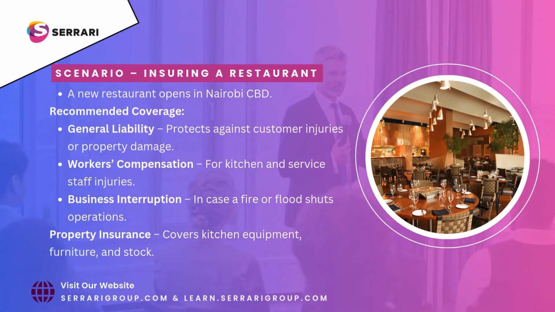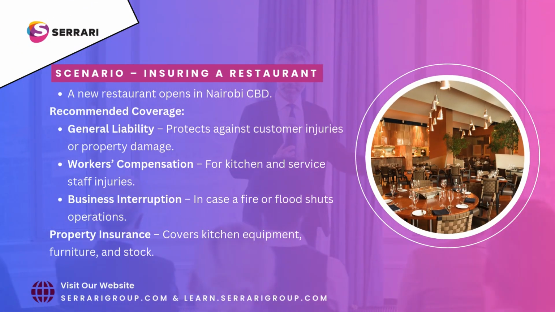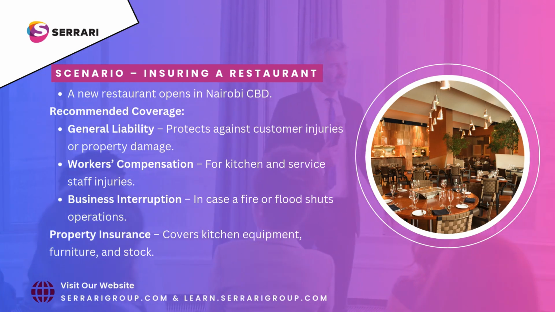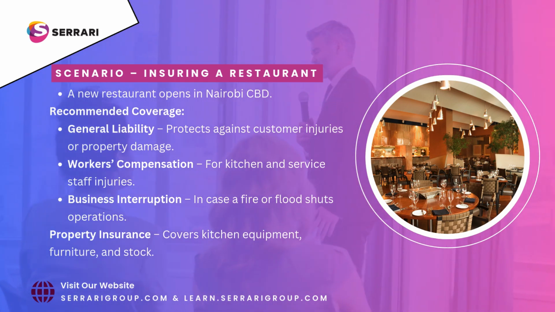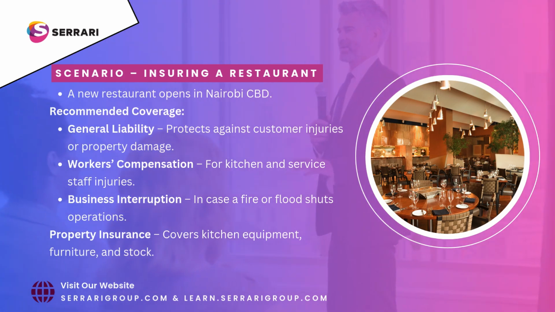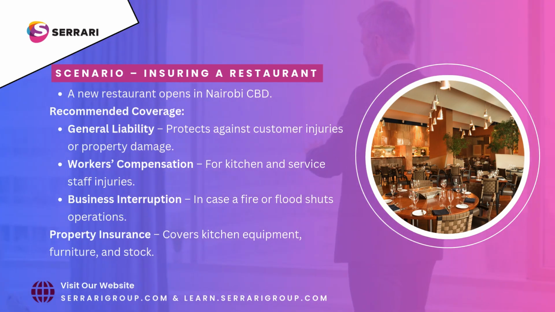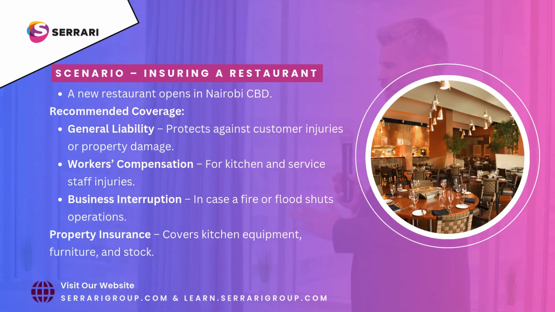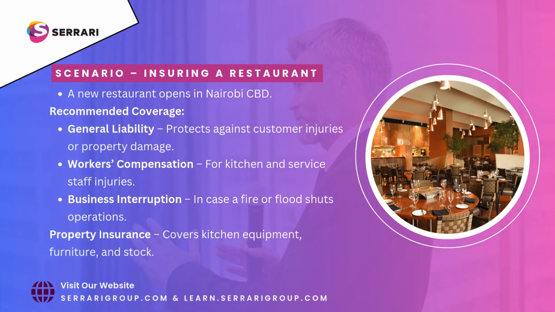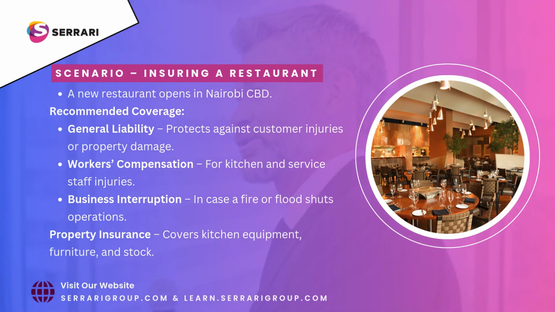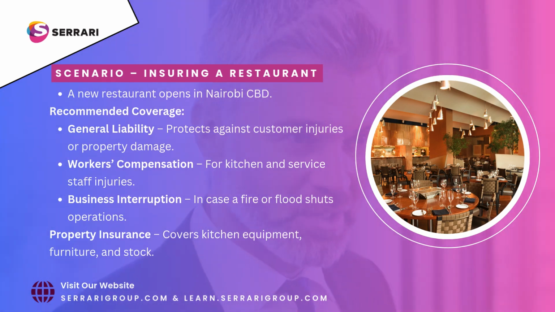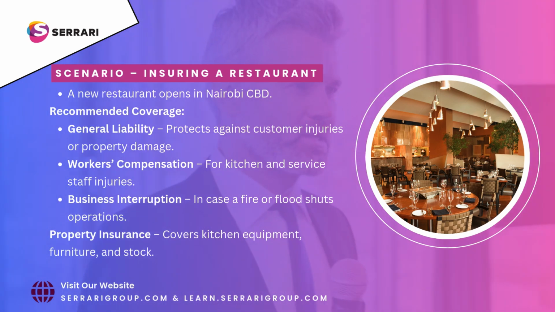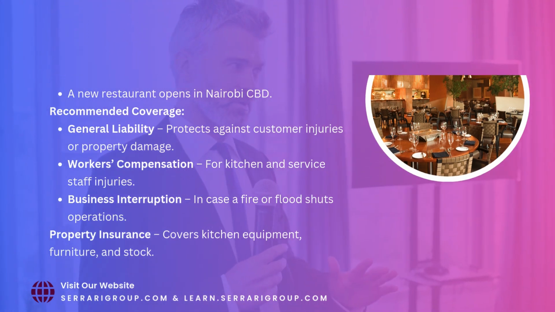Scenario: insuring a restaurant. A new restaurant opens in Nairobi CBD. Recommended coverage. General liability protects against customer injuries or property damage. Workers' compensation for kitchen and service staff injuries. Business interruption in case of fire or flood shuts operations. Property insurance covers kitchen equipment, furniture, and stock.